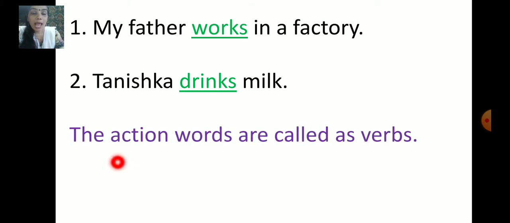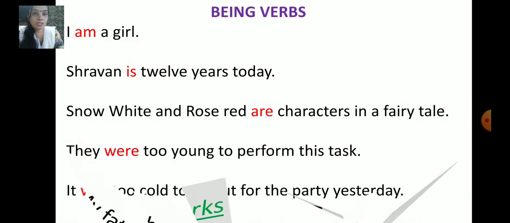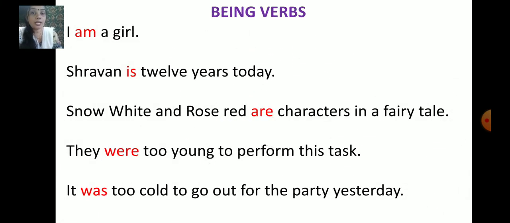So the action words are called verbs. It is very easy to find out. Now let's learn the different types of verbs. The first one is being verbs. Now read the sentences. I am a girl. Shravan is 12 years today.